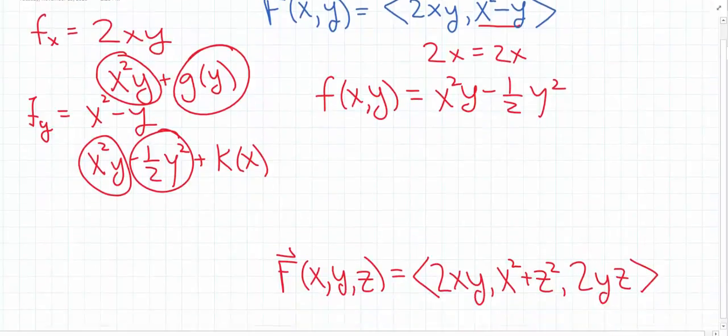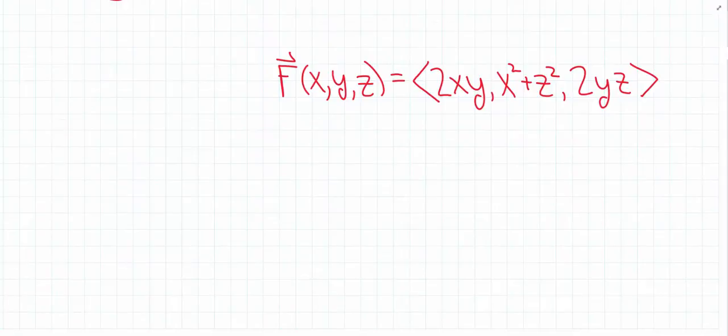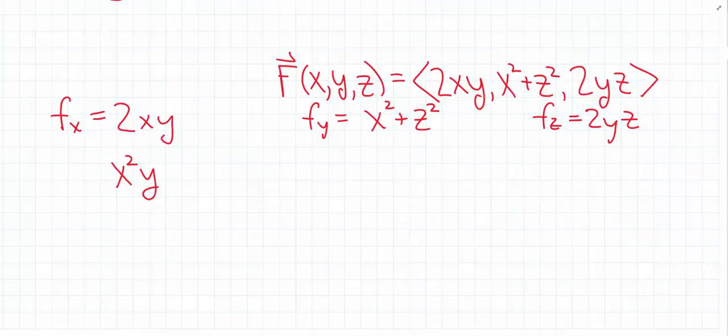Now, I've got another one on here that's in 3 space, so let me go ahead and work through it and see what we get. Let's just look at the first one. The first component is equal to 2xy. The second one is equal to x squared plus z squared. And the third one is 2yz. Now if I integrate with respect to x, I get x squared y, plus some constant. I'll just leave that constant off. We'll see if we can do it without it.